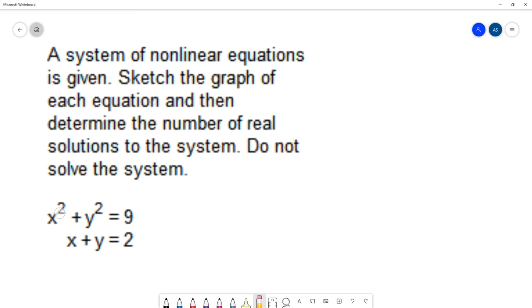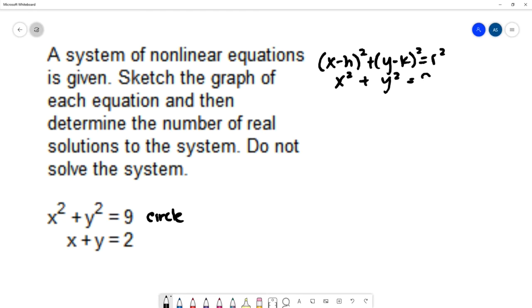So this first equation, x squared plus y squared equals 9, is the equation of a circle. I know it's the equation of a circle because circles have the format of x minus h squared plus y minus k squared equals r squared. So the equation x squared plus y squared equals 9 fits into that format.